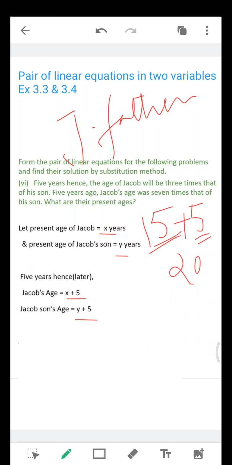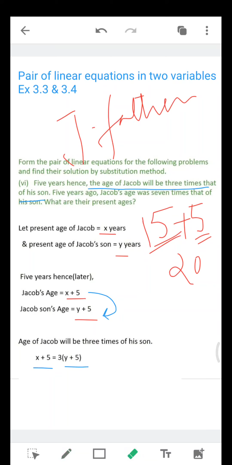The age of Jacob will be 3 times that of his son. So what should I do? The age of Jacob is 3 times that of his son. So I'll write age of Jacob, that is x plus 5, is equal to 3 times of his son, that is y plus 5. Okay, and if I multiply it, open the bracket, 3y, and 3 times 5 is 15. So we multiplied it, we opened the bracket.